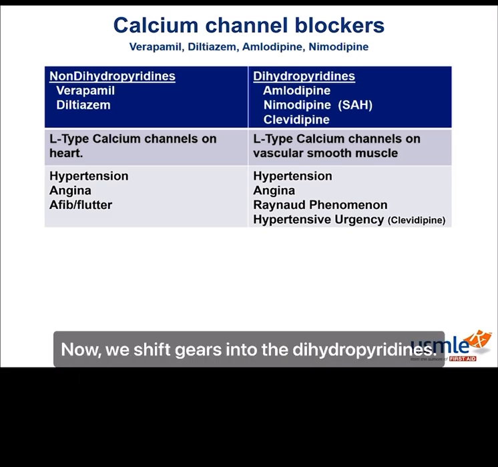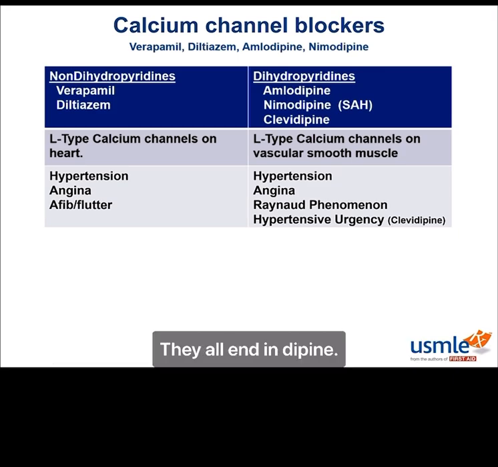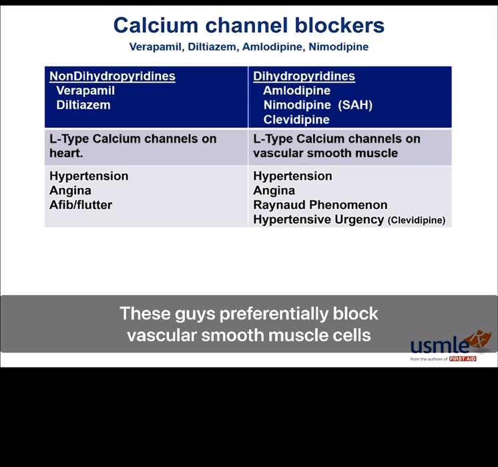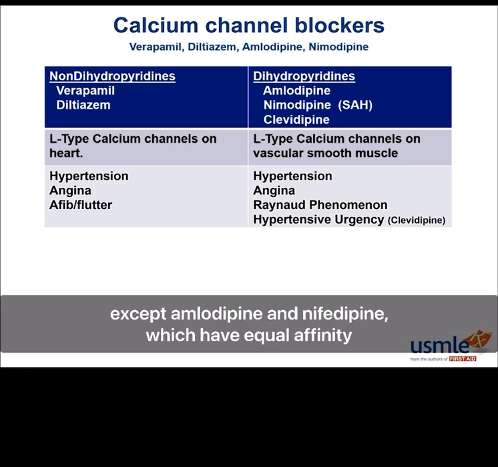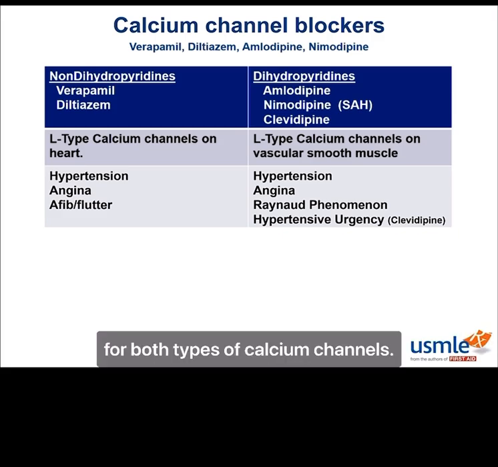Now, we shift gears into the dihydropyridines. They all end in -dipine. These guys preferentially block vascular smooth muscle cells with less effect on the myocardial calcium channels, except amlodipine and nifedipine, which have equal affinity for both types of calcium channels.